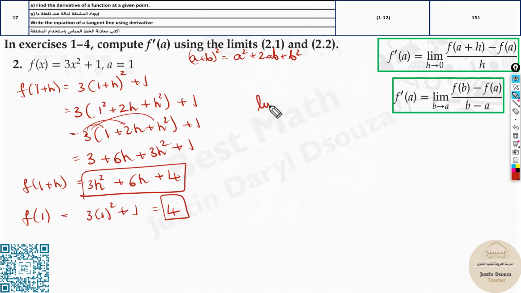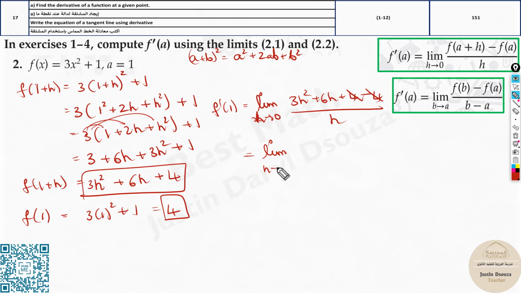Now we will substitute it directly in the formula, as h tends to 0. It's a derivative at 1 over here because the a value is 1. Now this first part becomes 3h squared plus 6h plus 4, minus, what is the second part? f of a is f of 1, it's again 4 itself, divided by h. This cancels. So now what is remaining? We are remaining with limit as h tends to 0, we have 3h squared plus 6h divided by h.